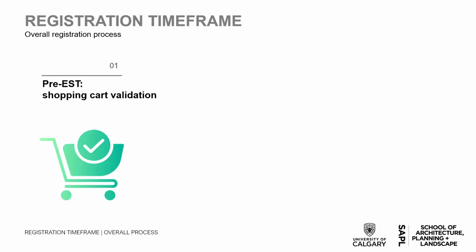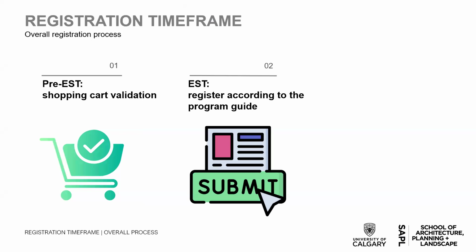With the previous information in mind, your overall registration process should look like the following. Prior to your enrollment start time, you figured out what courses to register in, loaded your shopping cart, and then validated your choices. At your enrollment start time, you enroll all the courses sitting in your shopping cart. Remember to enroll in both fall and winter.